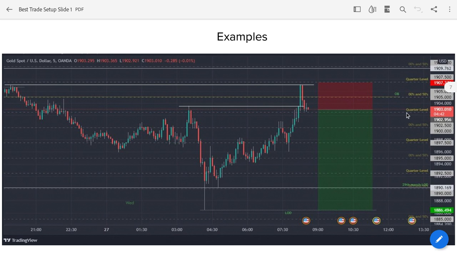Now, notice this is a quarter level. The distance between these two levels is 25 pips, and the distance between these two right here is 50 pips. This is the 1900 level, and this is the 1905 level. Now, that is our second confirmation.